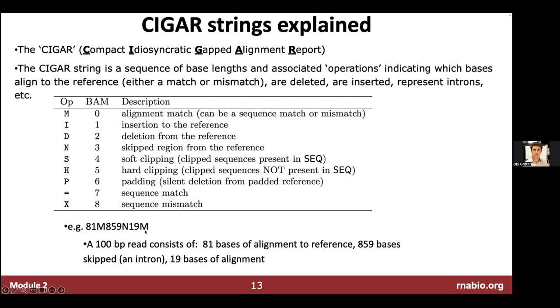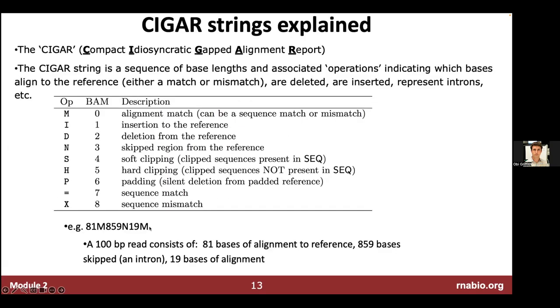81M859N19M. This is actually a 100 base pair read where the first 81 bases of the read match or align to the reference. Then there's an 859 base gap or skip, which is an intron. And then there's another 19 bases of matching, which is more alignment. So this is a very simple example where most of the read aligns to some part of the genome, and then the alignment stops, because it's a spliced alignment in this case, and it picks up about 1,000 bases down and then continues on. So you can express the idea of that alignment in a relatively efficient string of characters. That's all the CIGAR string is doing.